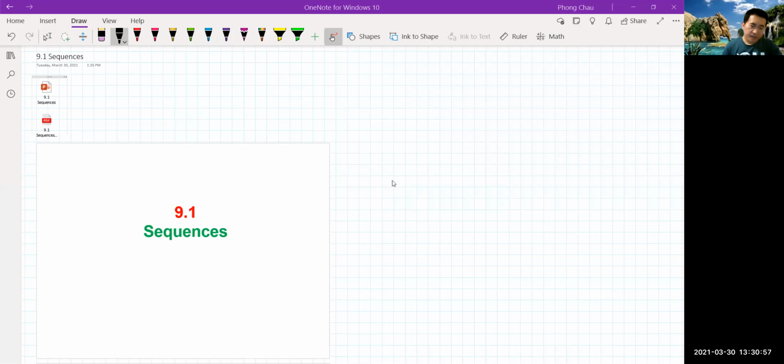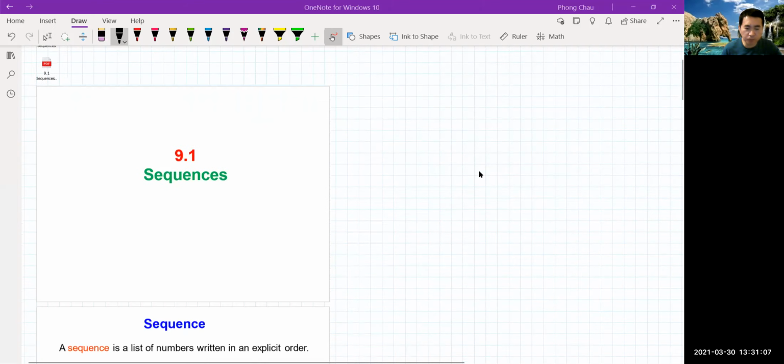This is Section 9.1, Sequences. So let's introduce the new terminology, sequences. So what's a sequence?